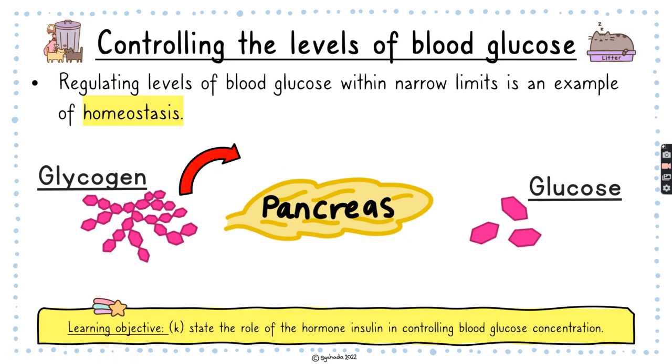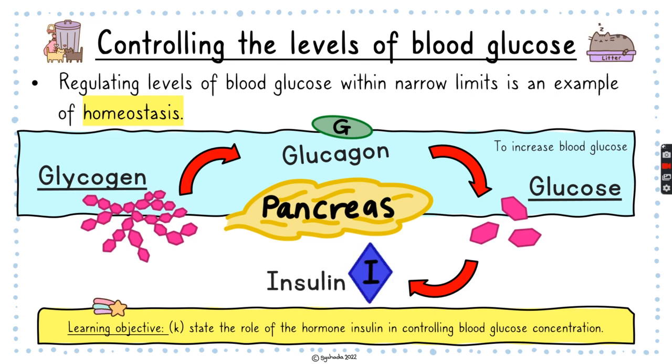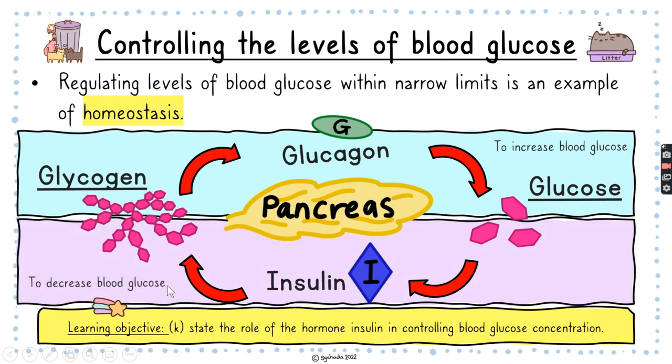And what it does is that it can release glucagon to convert glycogen into glucose. And when this happens, it is to increase the blood glucose once the blood glucose level falls. The pancreas, aka the islets of Langerhans found in the pancreas, can also promote the conversion of glucose back to glycogen for storage when they release insulin into the bloodstream, and this usually happens to decrease blood glucose level.